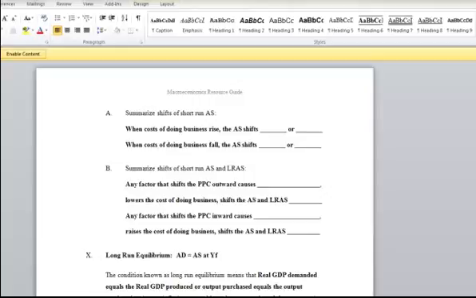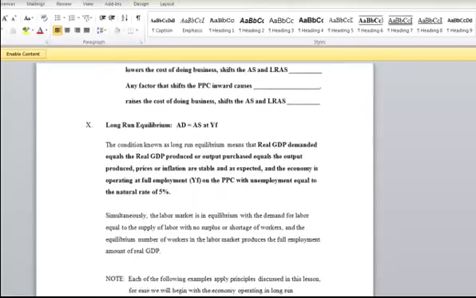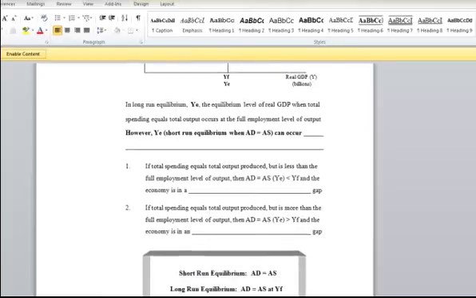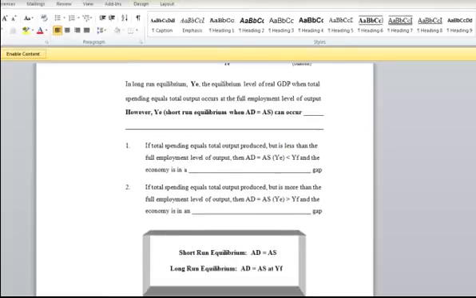So, let's see, this goes on to talk about that long-run equilibrium condition. We've spoken about that. And this might be helpful for you to see. Again, when total spending and total output are in balance but are less than full employment, it's a recessionary gap. When total spending and total output are equal but it's more than full employment, then it's called an expansionary or inflationary gap.